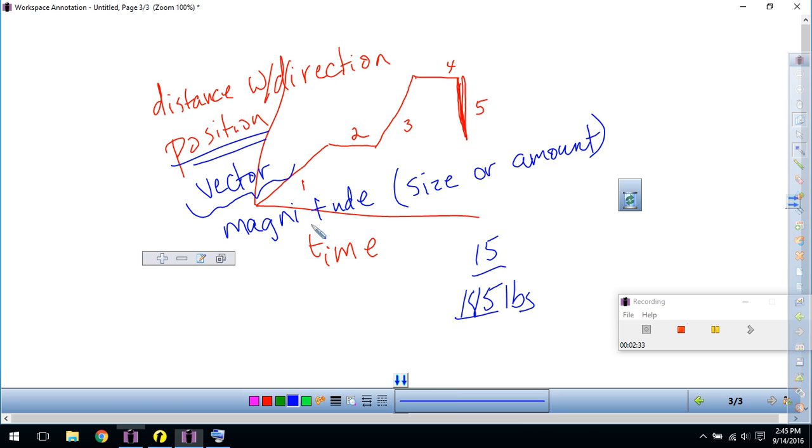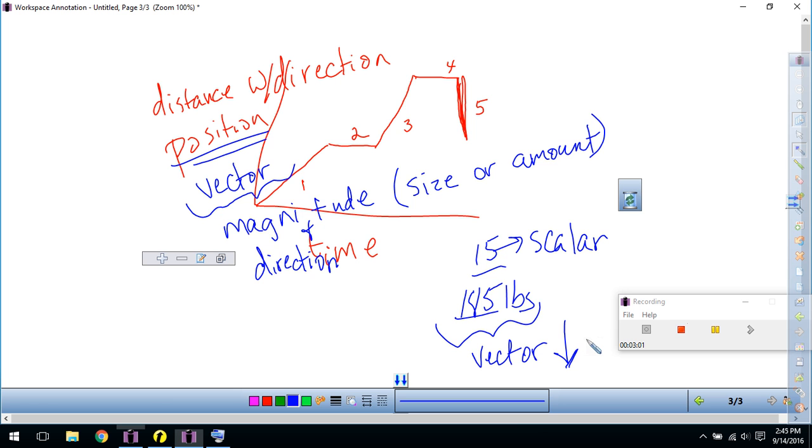Okay? If it has magnitude and direction, then we call that a vector quantity. You cannot call your age a vector quantity because there is no direction to age. So this is a scalar, S-C-A-L-A-R, quantity. This, however, is a vector quantity because it has magnitude, which is the 185, and then it has direction. Gravity is pulling straight down on that person. Weight is always pulling straight down.